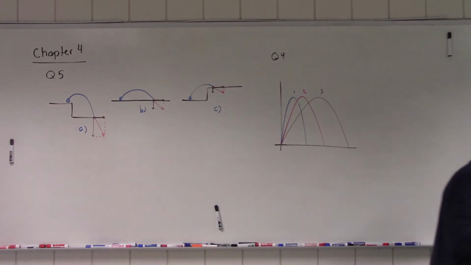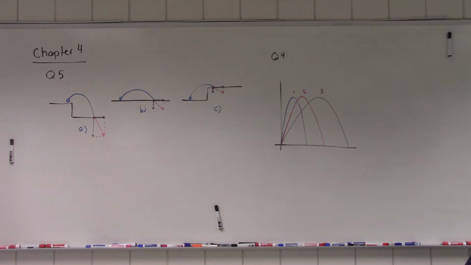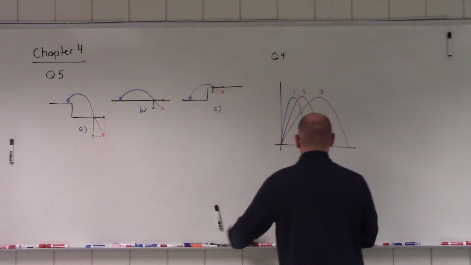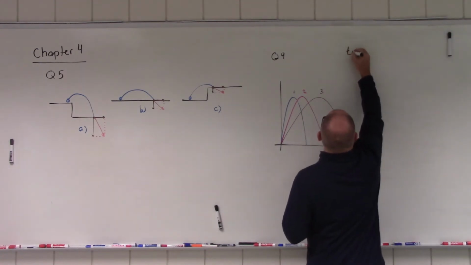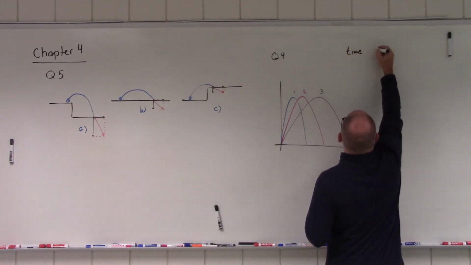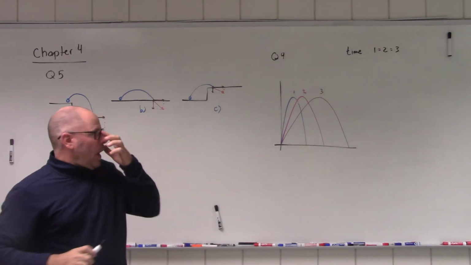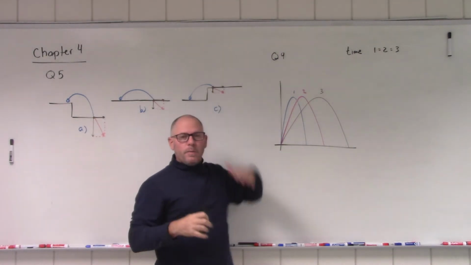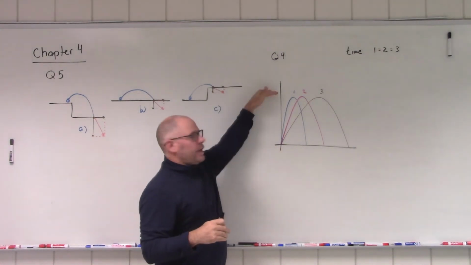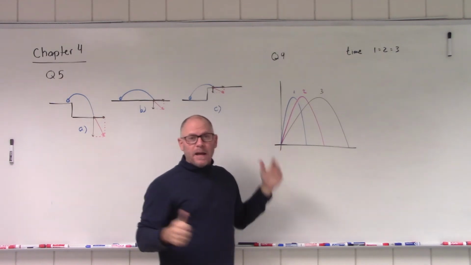Okay. And question 9 says, rank them: time of flight, initial vertical velocity component, horizontal velocity component, and initial speed. Okay, so time. So time of flight, 1 = 2 = 3. That's because it's the vertical that determines how much time you're in the air. Since they all went to the same height, they all take the same amount of time in the air.